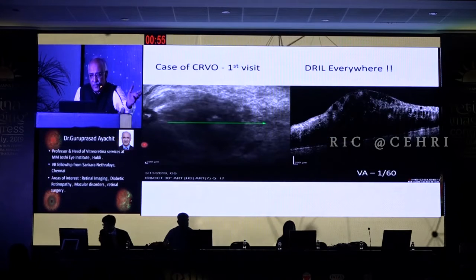This is another series of cases where DRIL was everywhere on the first visit. You can see there is a severe CRVO with low vision. There is a DRIL reduction on the first post-injection visit. Partial reversal has occurred within a month. And you can see that because the patient missed one visit, there has been a recurrence of edema and DRIL. Ozurdex was given at this point of time, and there is persistent DRIL. So this is just to show that DRIL is quick to recur and is probably an indicator of ischemia.